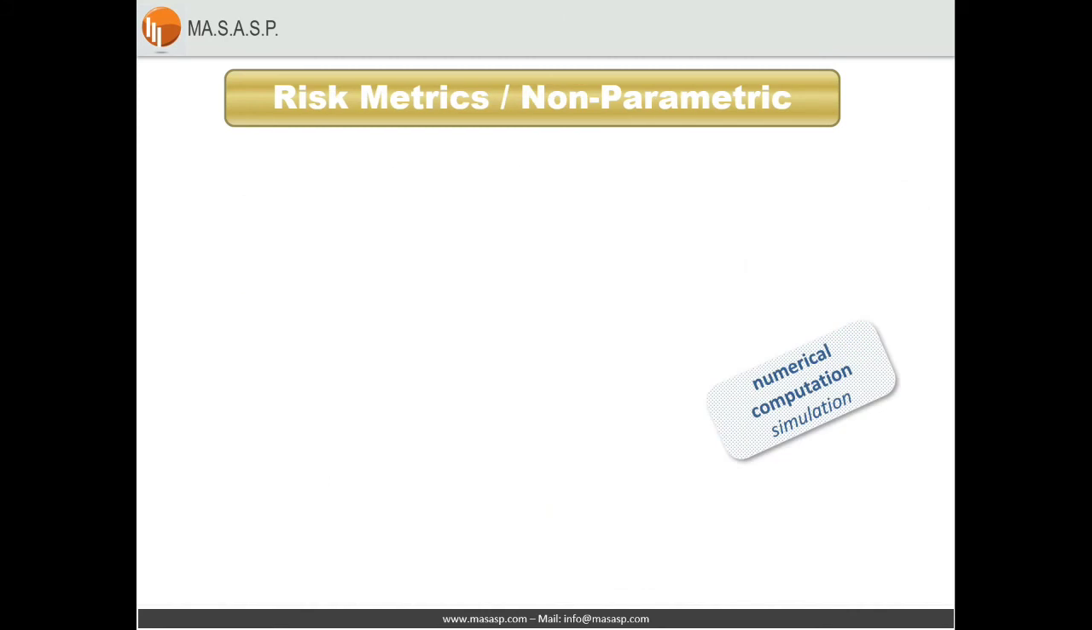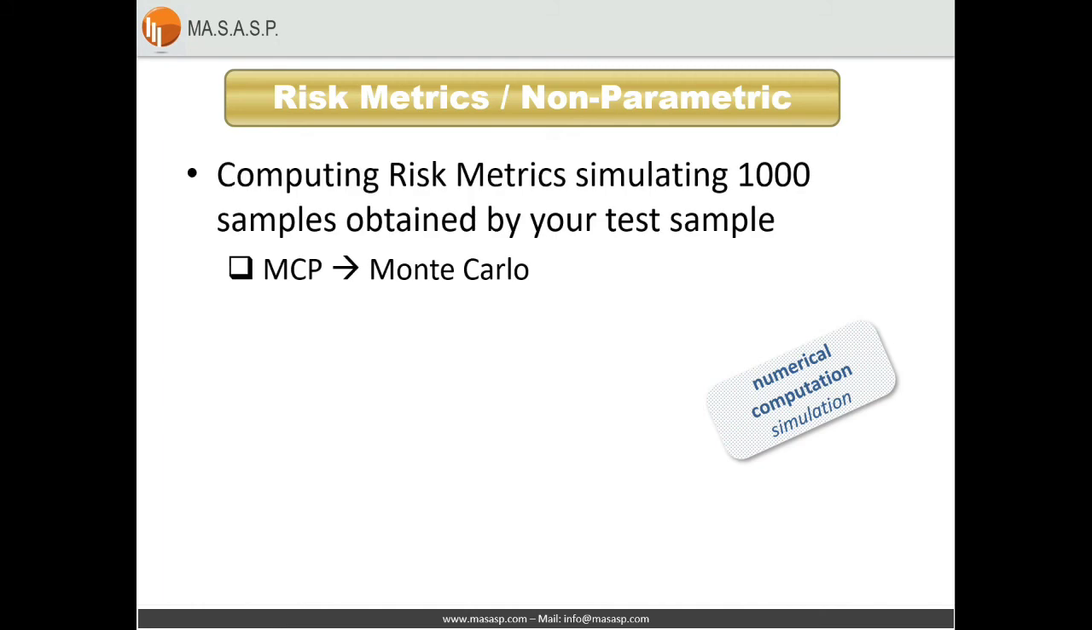Let's see then how it is possible to estimate this stuff the right way. It is necessary to resort to simulation based on historical data. That is called non-parametric approach, in order to distinguish it from the one presented in the previous slide. This refined approach is based on numerical computation, namely on the Monte Carlo simulation, which is denoted in MASASP as MCP.